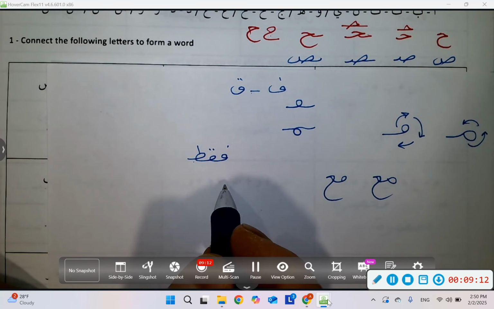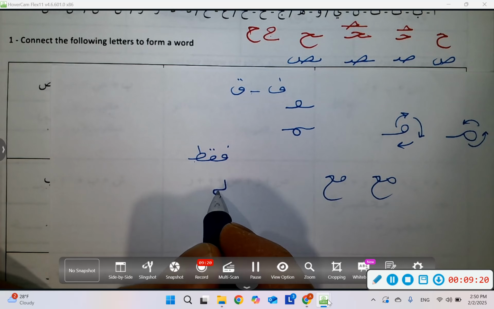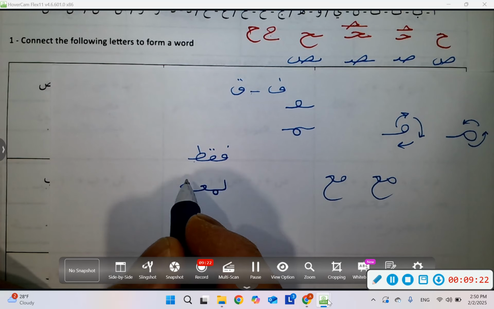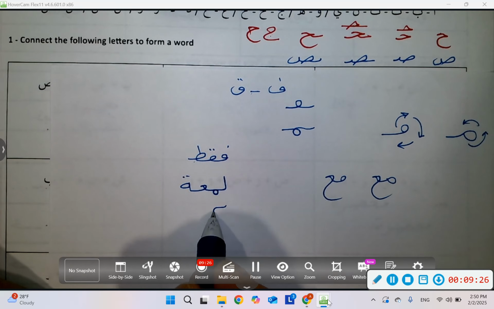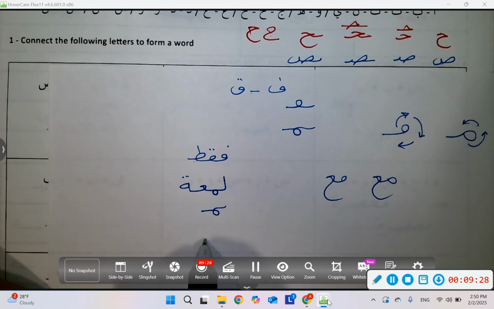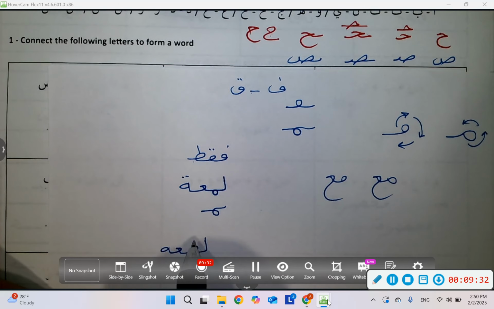But if you want to say لمعة, lam, meem, ain, ta marbuta, with the lam rolled from the top. Meme is rolled from the bottom. Do not say لمعة like this. هيدي بتصير لفعة. It has no meaning.